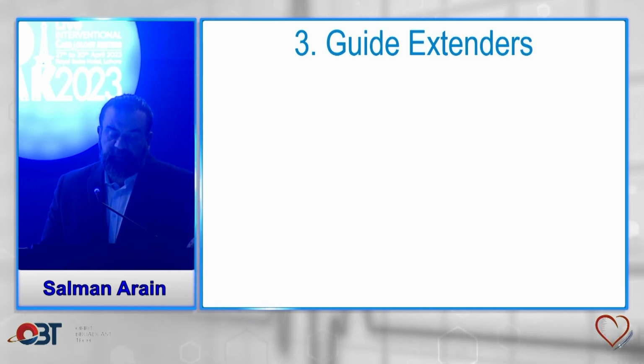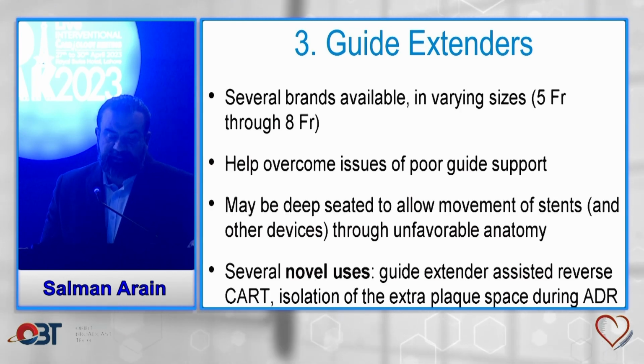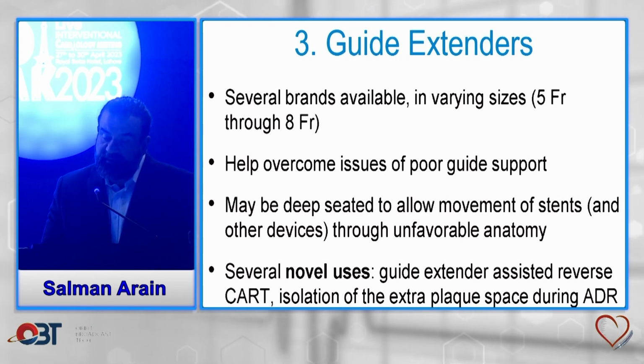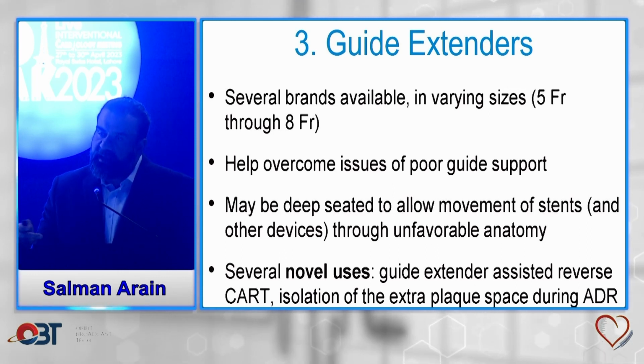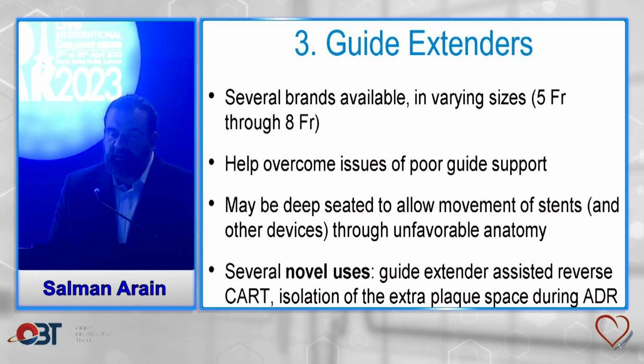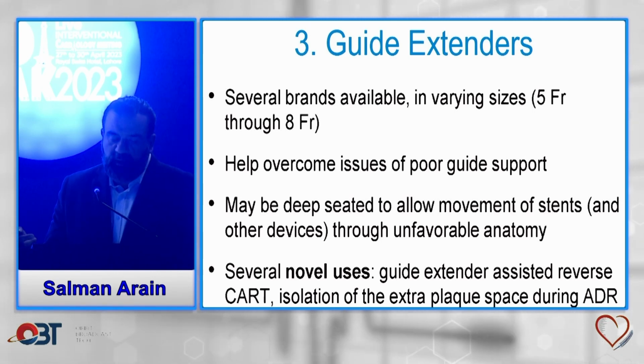So typically, the wires, the microcatheters, more often than not, you need guide extenders. Again, several brands available, different sizes, 5 French to 8 French. These help overcome issues of guide support, but then they have other purposes also. They may be deep-seated, allow movement of stents without interacting with the calcium through unfavorable anatomy or through tortuosity.